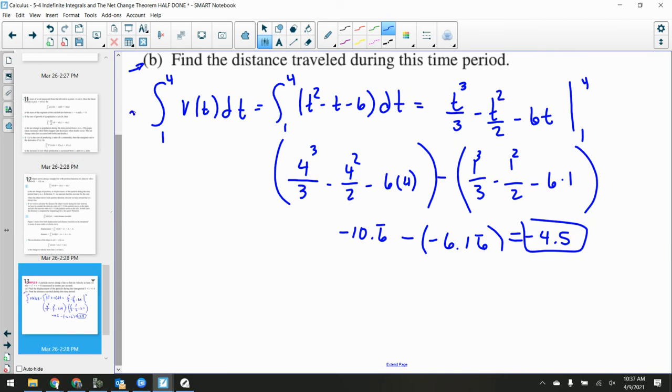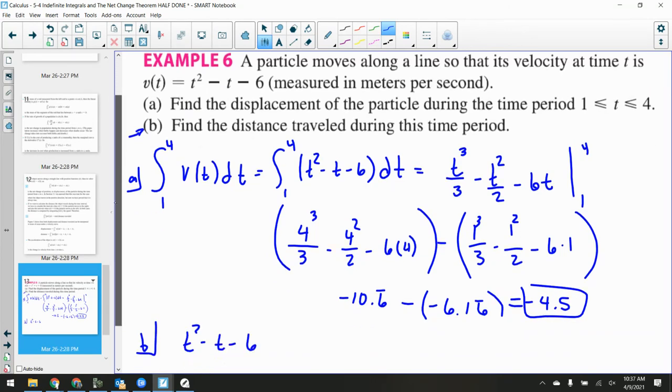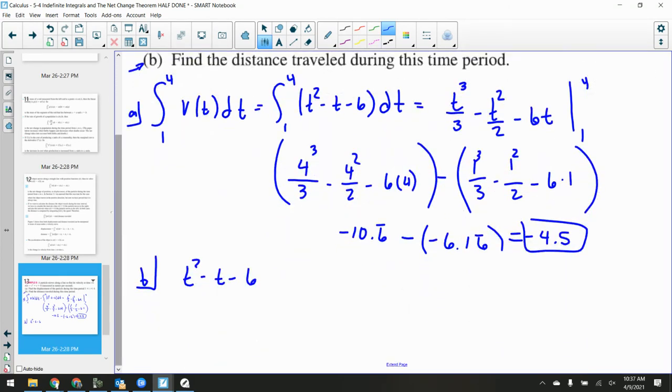Now to do so, that's all part A. To do so, I'm going to need to figure out when it's changing from negative to positive, which means I need to find the zeros of this thing: negative t squared minus t minus 6. That's the original function that we were given up top. Because I want to know when the velocity is going negative and when the velocity is going positive, when it's moving backward to when it's moving forward.